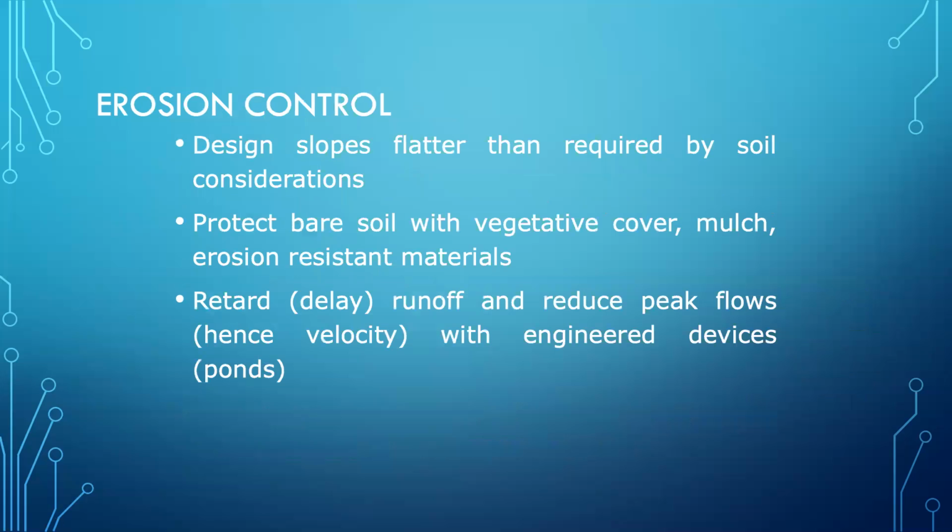So some of the design guidance are to make the slopes flatter than required by soil considerations. We do have right-of-way issues. Protect bare soil. That's kind of a duh. Delay runoff and reduce peak flows. So one trick is to delay the runoff so that the peak runoff is not as big as it would be in the absence of retardation features. Reduce peak flows. We can do it with various engineered devices. The one that you're working on in homework is the Mighty Pond.